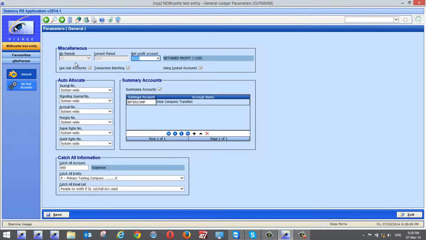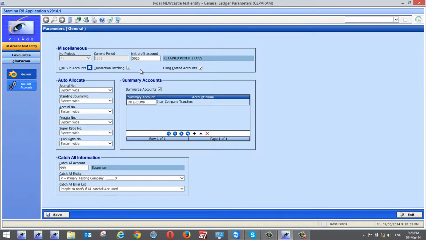Other things that you get to nominate here is whether you wish to use sub-accounts or not. Sub-accounts are basically a subdivision of an account. We'll talk about that a little bit more when you look at setting up the actual General Ledger accounts themselves. Also, whether you wish to use transaction batching. Most people do, and I think it's a good idea.